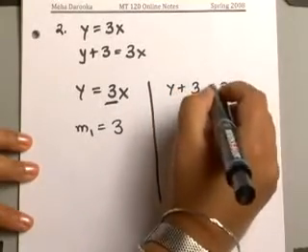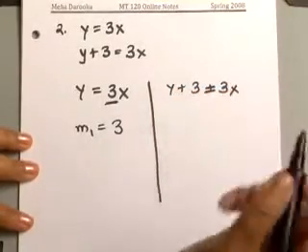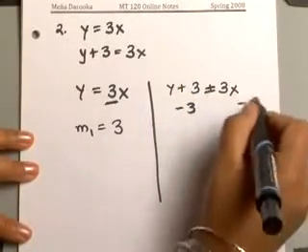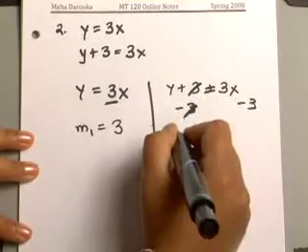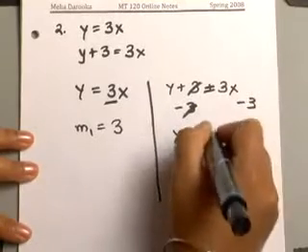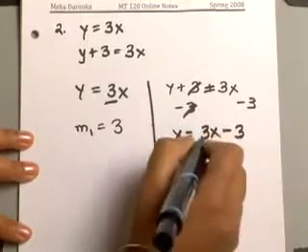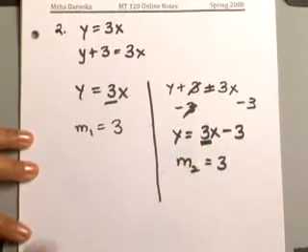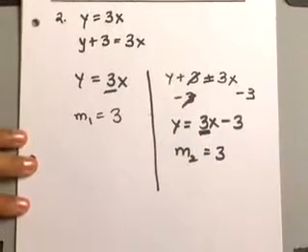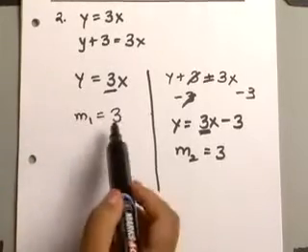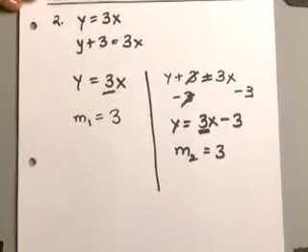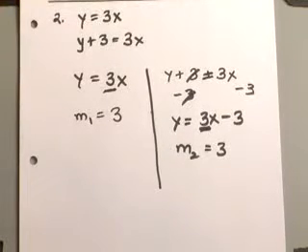For our second line, you have y plus 3 equals 3x, so we need to move the 3 to the other side, and that gives you y equals 3x minus 3. And again, if you look at the slope of this line, you have 3 as your slope. Now, since both the lines have the same slope, how do we know if the lines are parallel or if they're the exact same line?